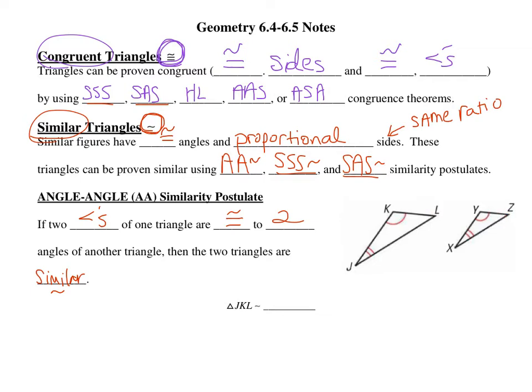So when we list out the letters down here for the similarity statement, we need to go in the same order. So J is first, so the angle that's congruent with J is X. Next is K, so the angle that's congruent with K is Y. And lastly is L, so the angle that's congruent to L is Z. And that's our similarity statement.